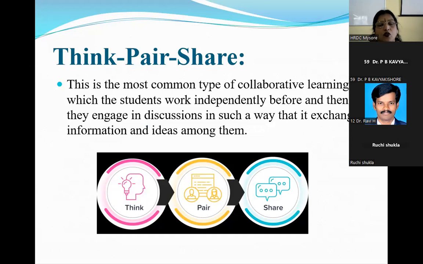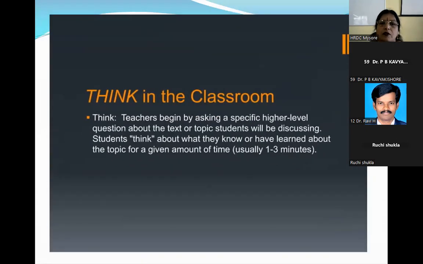Now the concept is given to the students. Each one of them thinks. So they think in the classroom. Teachers begin by asking a specific higher level question about the text or topic students will be discussing. Students think about what they know or have learned about the topic for a given amount of time. So initially 1 or 2 minutes is given to them to think. So that's the first step.